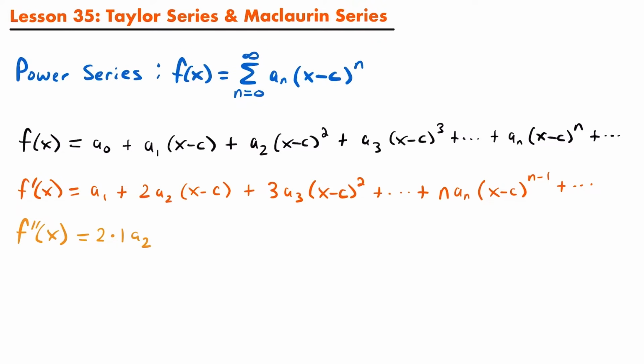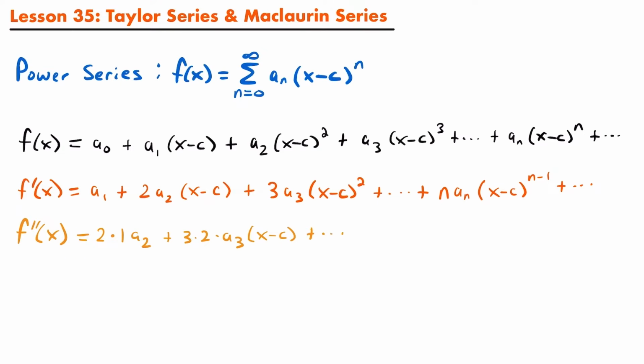So we just did the first two terms here. And now let's move on to this term. We'll multiply this exponent down. So we'll have plus 3 times 2 times a sub 3 times x minus c to the first power, because if we subtract 1 from this exponent, we have x minus c to the first power. That's just the power rule for derivatives. Once again, we multiplied 2 down, and we subtract 1 from the exponent.